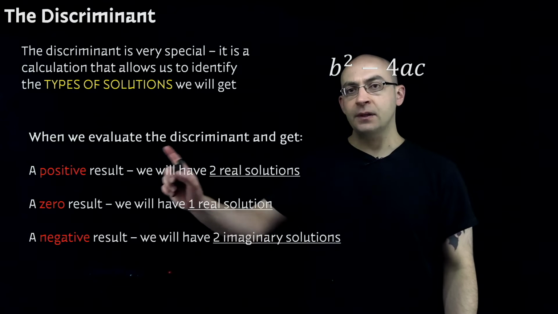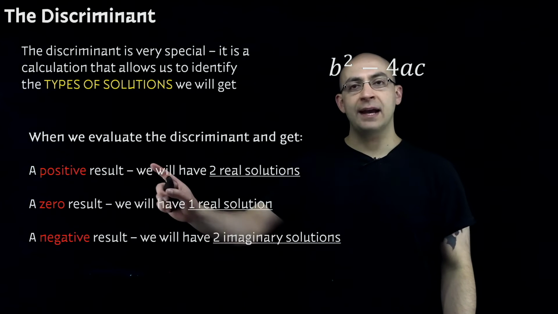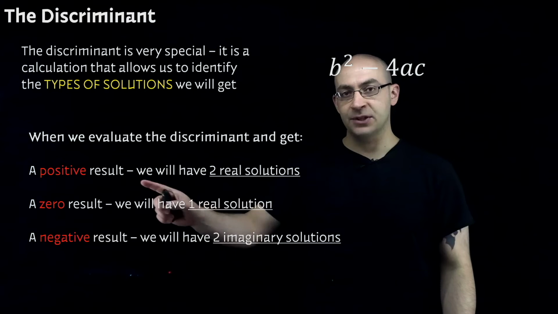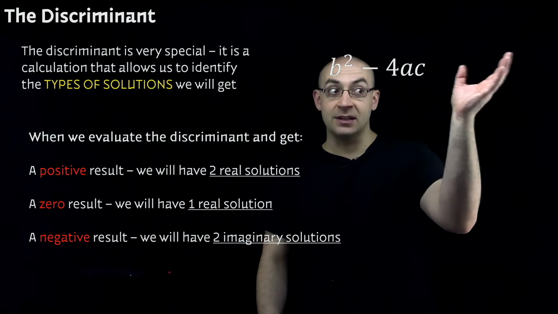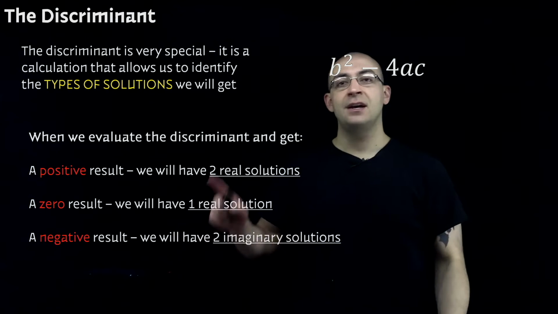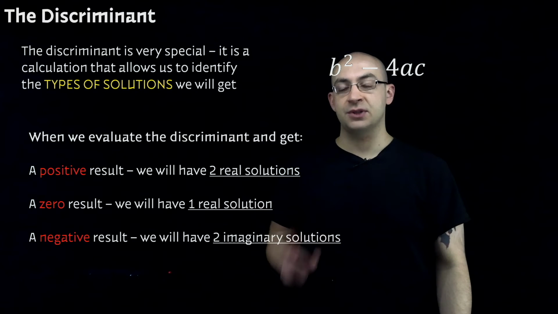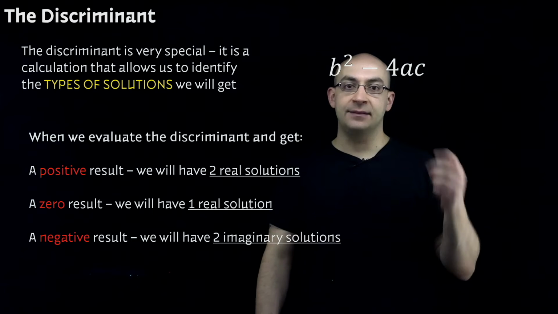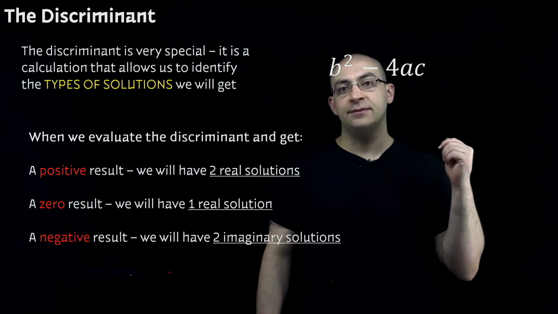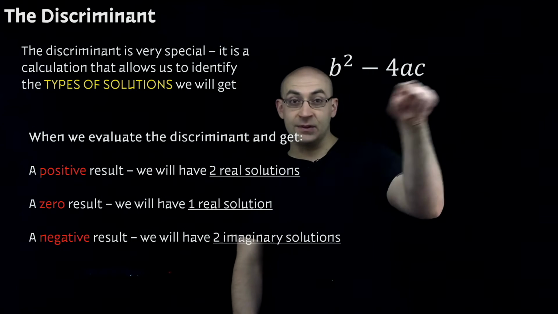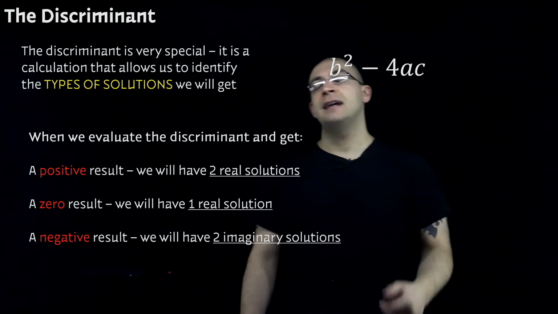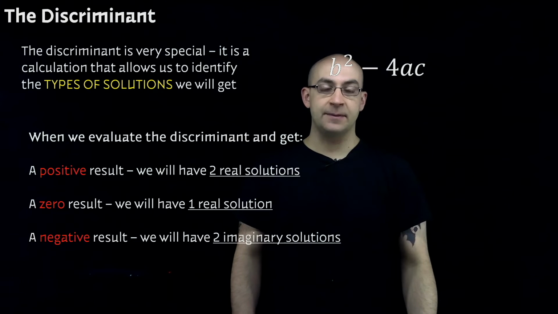So the first type, when we get a positive result, like when we evaluate this thing and there's a positive number, we will have two real solutions, meaning we can have whole numbers, rational numbers, fractions, decimals, whatever. That's what happens when we evaluate this and we get a positive result.